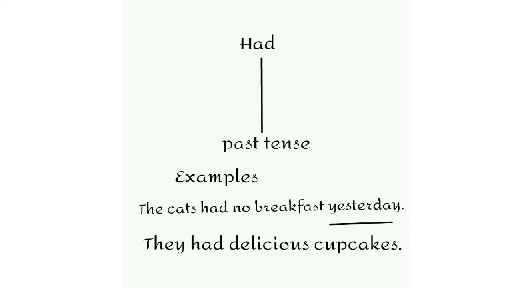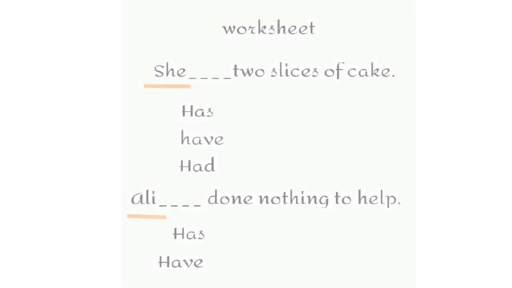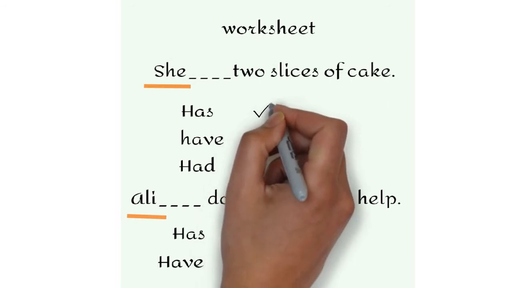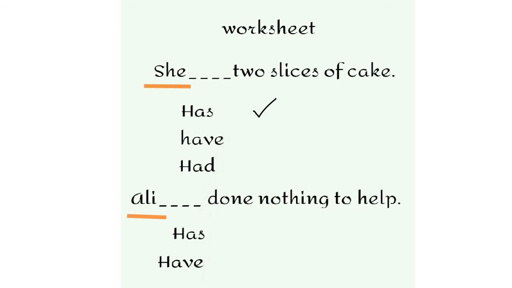Here is a worksheet. You can revise your concept about the usage of has, have and had. For example, she dash 2 slices of cake. Here are 3 options: has, have or had. Which one is correct? Definitely has. Look at the subject. She has 2 slices of cake.